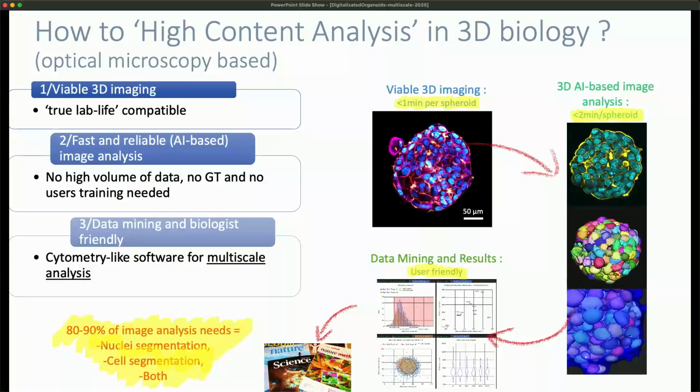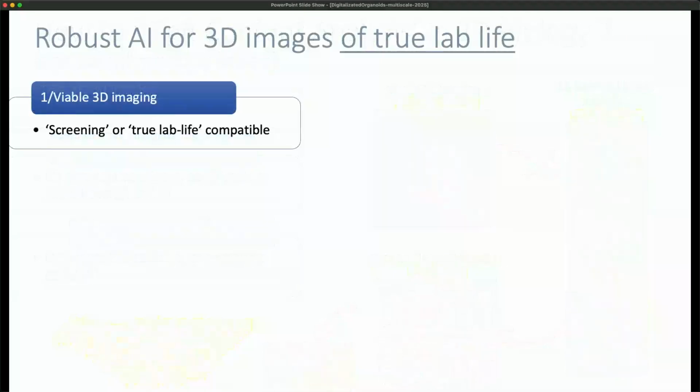What we also faced is that 80%, 90% of the time, image analysis needs are based on nuclei segmentation, cell segmentation, or both. Of course, we can have some discussion about super resolution, single molecule techniques, etc. I'm coming from this field, so I'm not going to kill myself here. But clearly, based on what we can see and the volume of demand that we have in the core facility, if you address these two scales of segmentation, you already have a lot of work done.